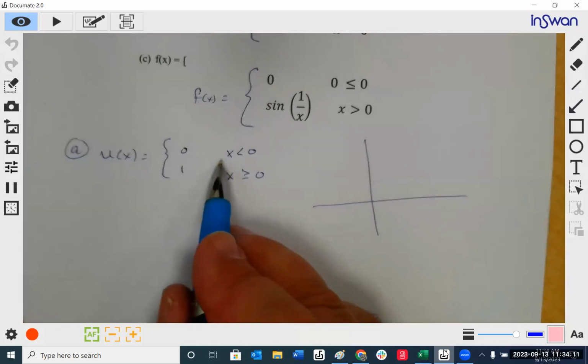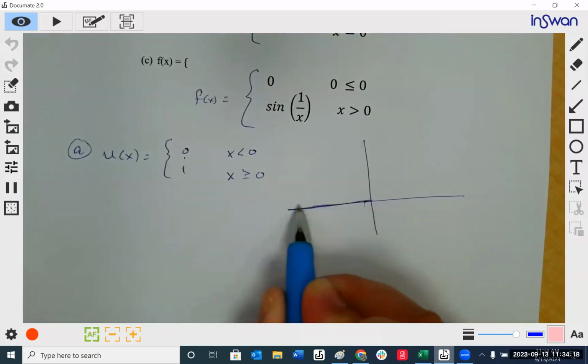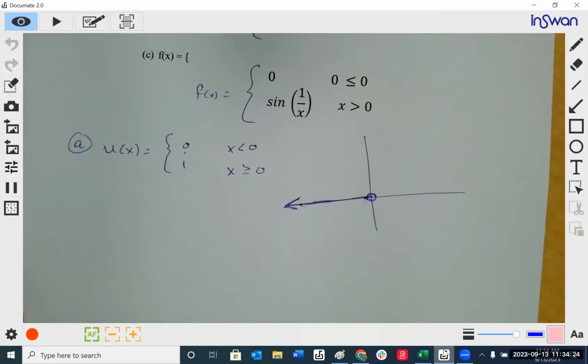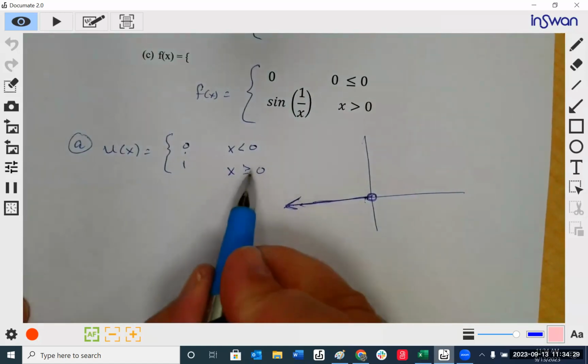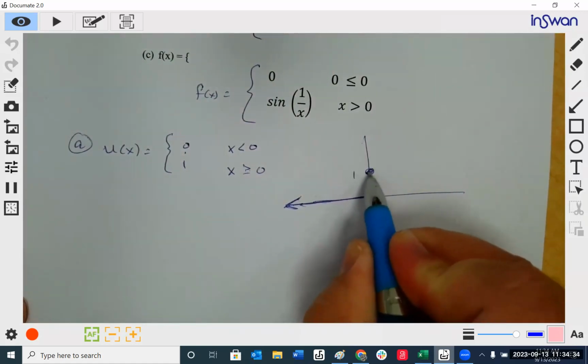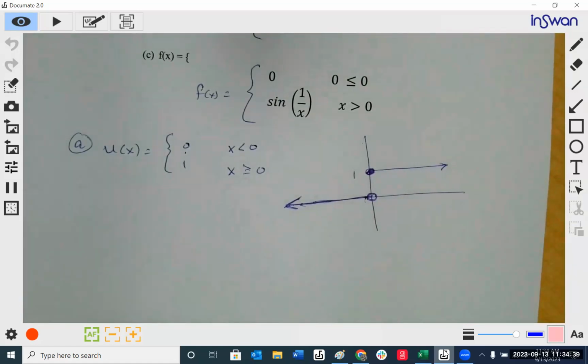So what happens here? The first graph, for anything less than 0, the answer is 0. So it's this line here, and it has an open circle there. When X is greater than or equal to 0, it equals 1. So there's a solid dot, and it's a horizontal line that way.